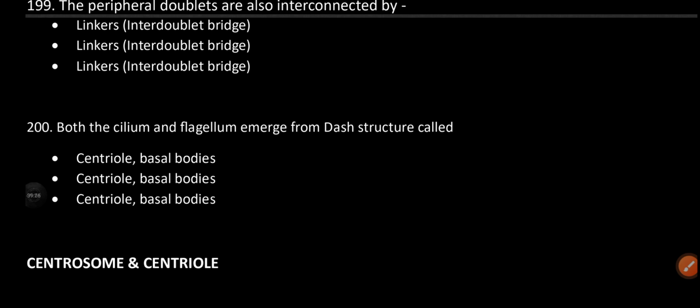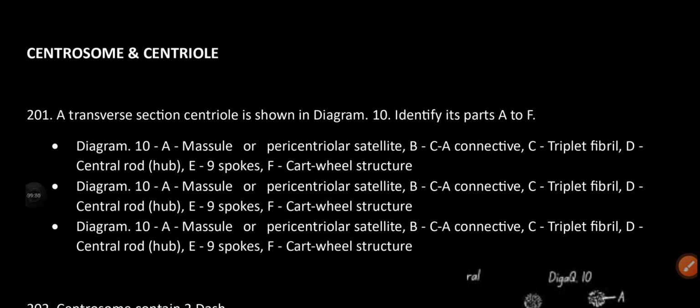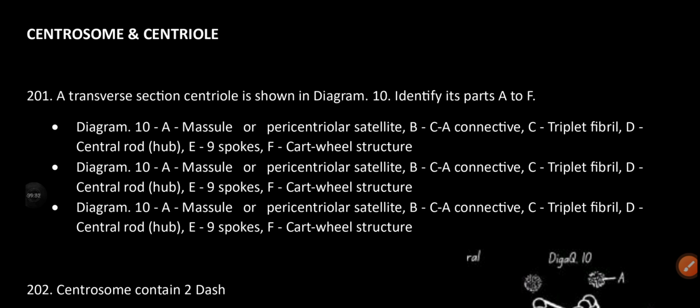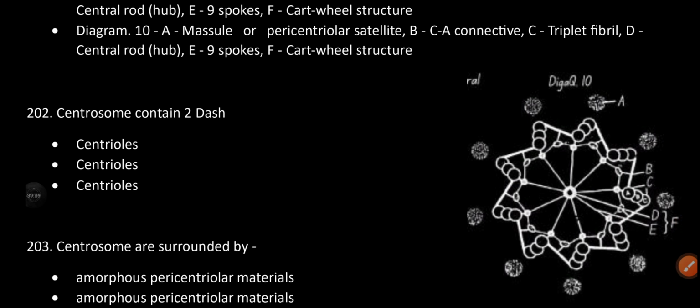Centrosome and centriole. A transverse section of centriole is shown in diagram 10. Identify which part A to F. A. Macule or pericentriolar satellite. B. CA connective. C. Triplet fibril. D. Central rod hub. E. 9 spokes. F. Cartwheel structure.